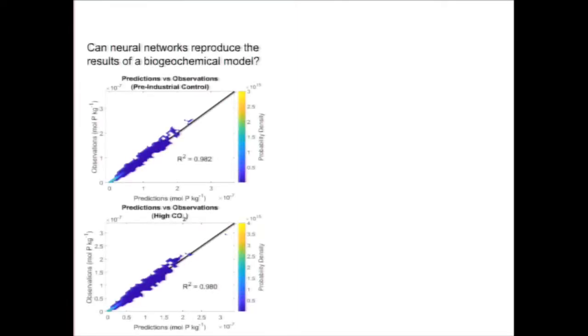So obviously, the first question we wanted to ask was, can neural networks reproduce the results from a biogeochemical model? And the answer is yes. The predictions of the neural network for the pre-industrial control versus the actual observations was 0.98. And when we did the same thing for that high CO2 case, we got another 0.98.